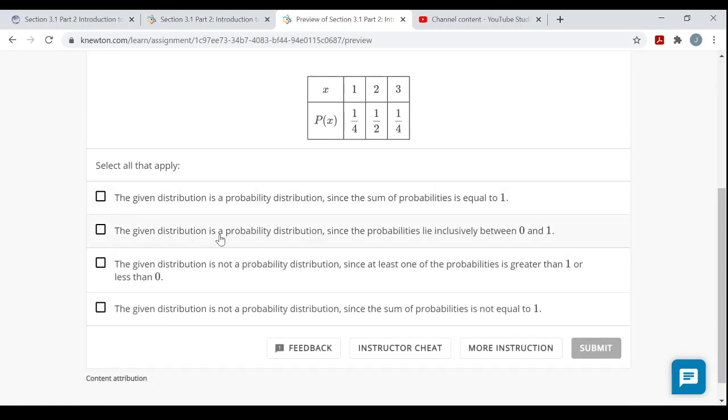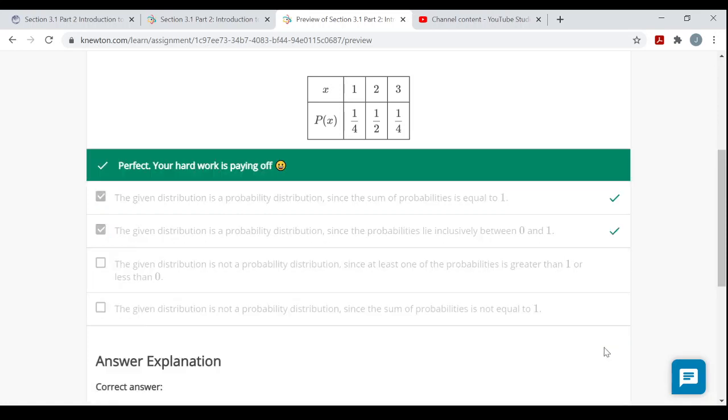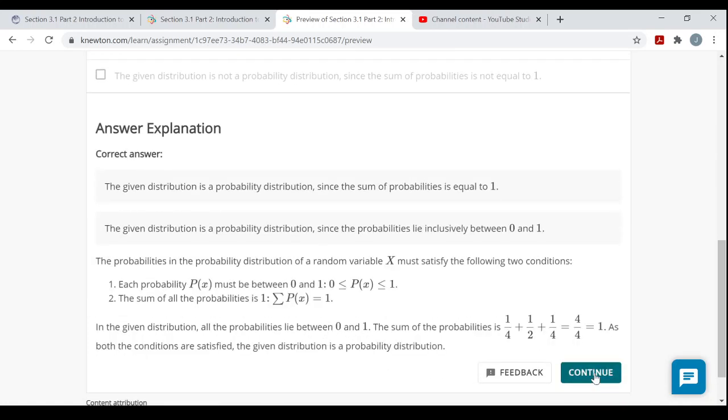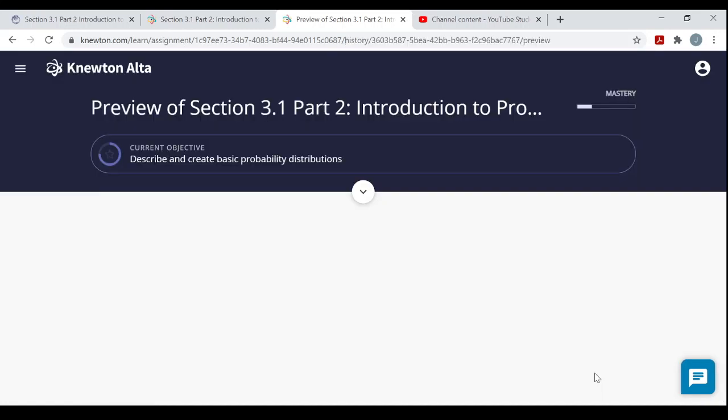So the given distribution is a probability distribution since the probabilities lie inclusively between 0 and 1. And also this reason too: the given distribution is a probability distribution since the sum of the probabilities is equal to 1. It says select all that apply. These both apply to contribute to the fact that this is a valid probability distribution. And then these say it's not, but we've said it is. So these are it. Again, the explanations, please read those. Make sure you make sense of them.